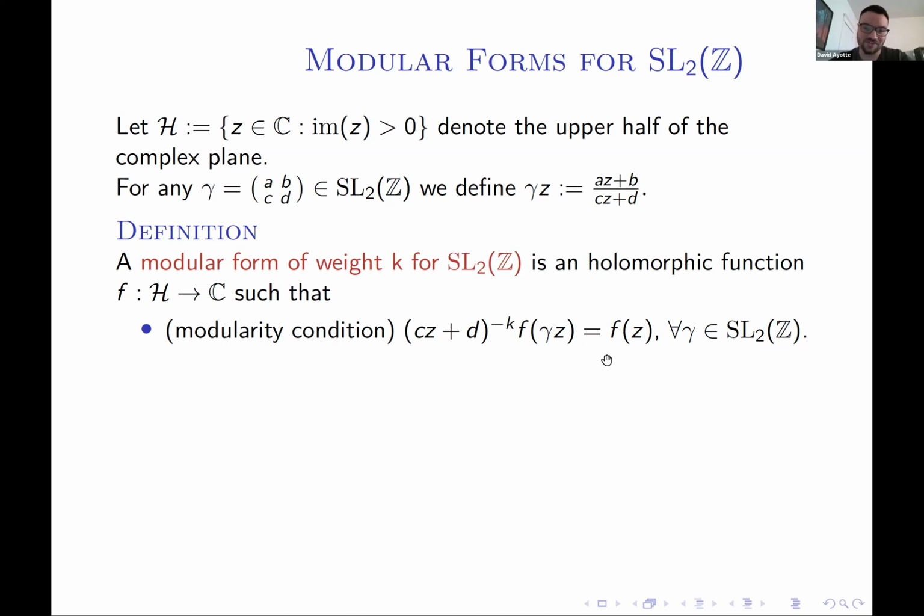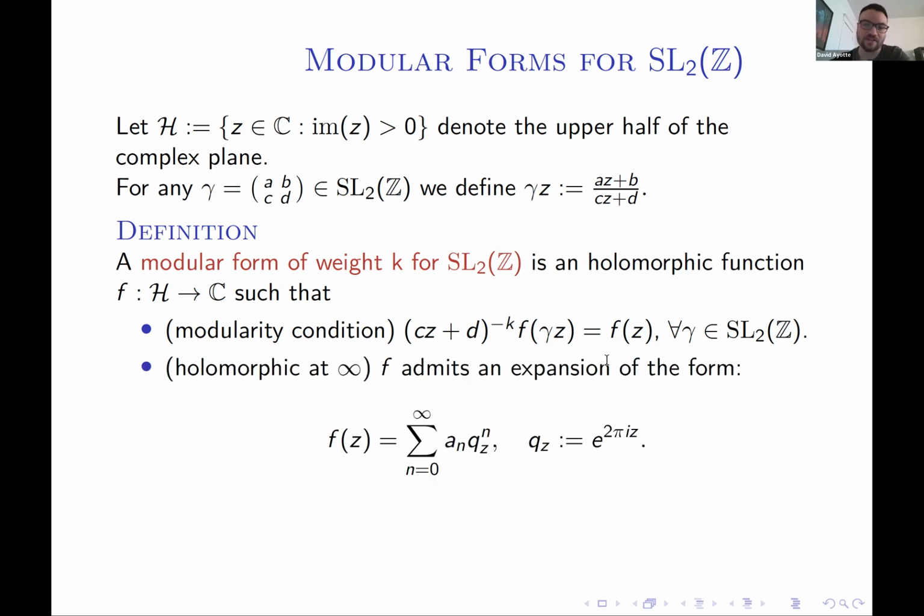In particular, f is a periodic function, sorry. And so it admits a Fourier expansion. The second condition for f to be a modular form is that this Fourier expansion is of this form. In other words, there's no negative power of n in the expansion. This is what we call the Q expansion of our modular form, and this property is called holomorphic. We also say that f is holomorphic at infinity.